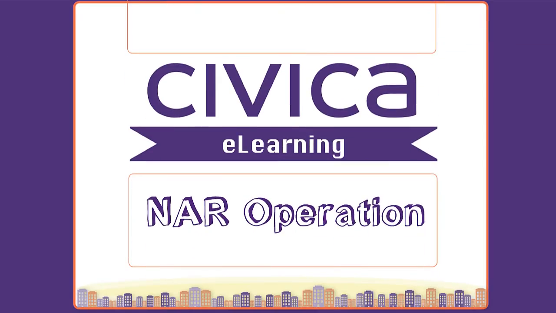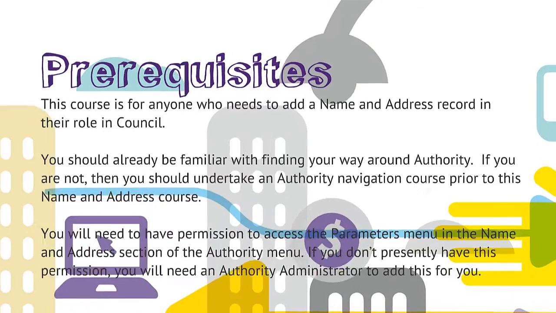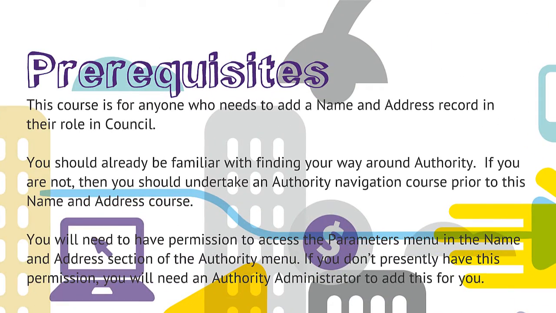This course is for anyone who needs to add a name and address record in their role in council. You should already be familiar with finding your way around Authority. If you are not, then you should undertake an Authority navigation course prior to this name and address course. You will need to have permission to access the parameters menu in the name and address section of the Authority menu. If you don't presently have this permission, you will need an Authority administrator to add this for you.